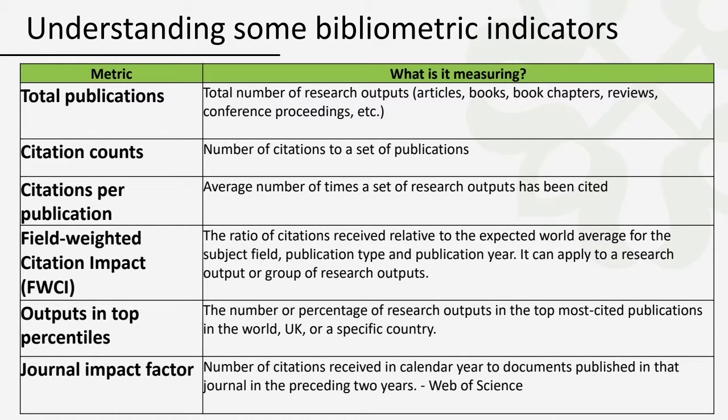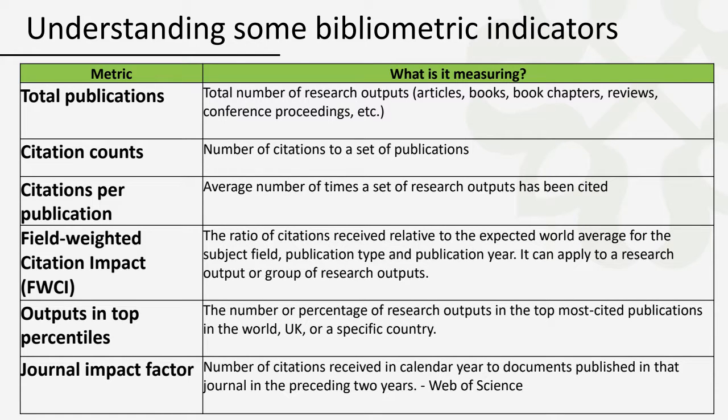We also have outputs in top percentiles. So again, this is another relative indicator. This is the number or percentage of research outputs in the top most cited publications in the world, in the UK, or in a specific country. And it can also relate to a specific discipline. So again, similar to the field-weighted citation impact, it's a kind of ranking system.